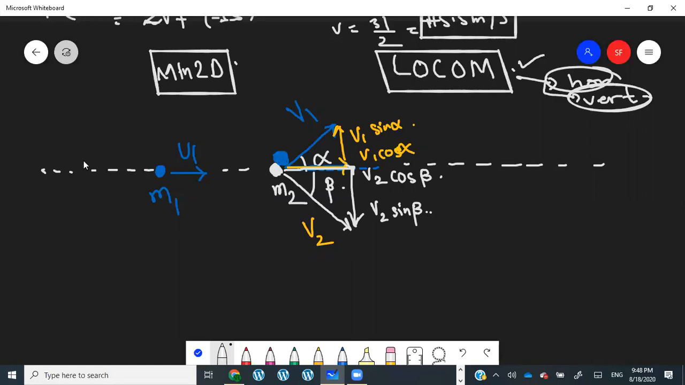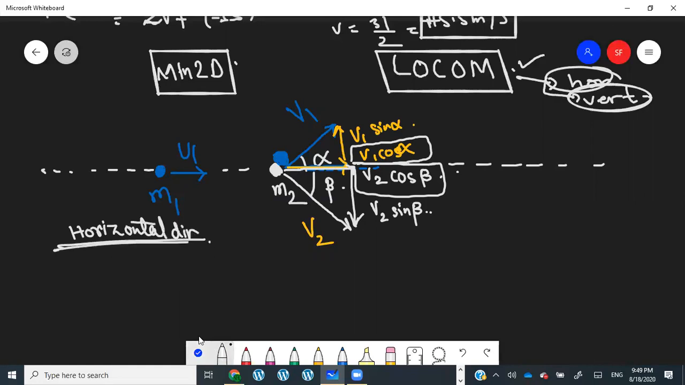Now, in the horizontal direction, the initial velocity was u1. The final velocity in the horizontal direction is the horizontal component of v1 and the horizontal component of v2. These are the final velocities in the horizontal direction. So now let's look at the horizontal motion first. Apply the law of conservation of momentum in the horizontal direction. The total momentum before collision was m1 multiplied by u1 plus 0. Why 0? Because initially this white body was at rest.